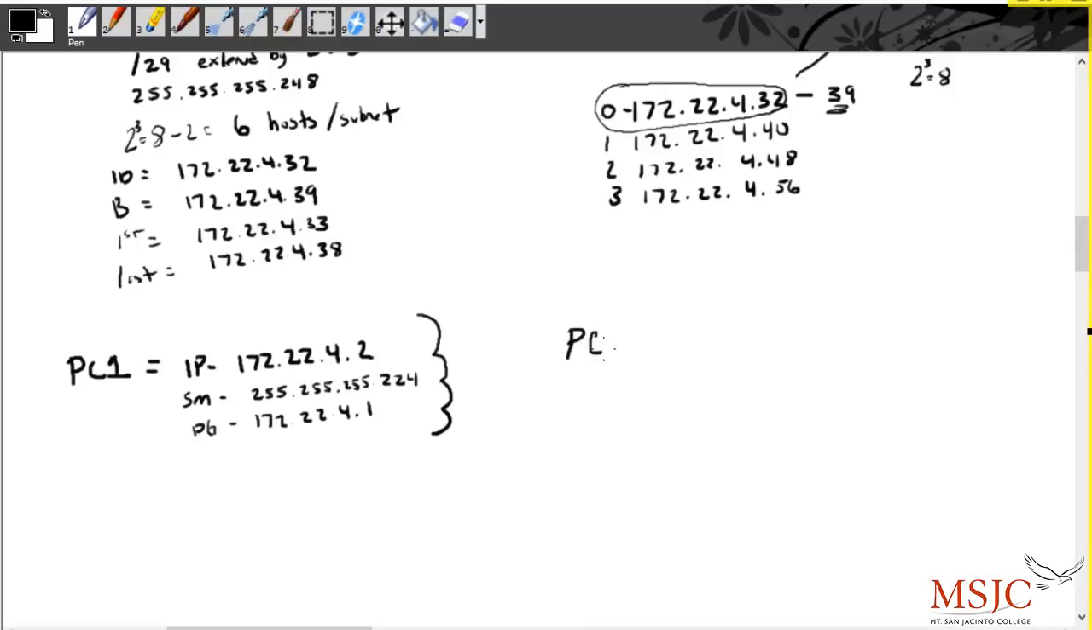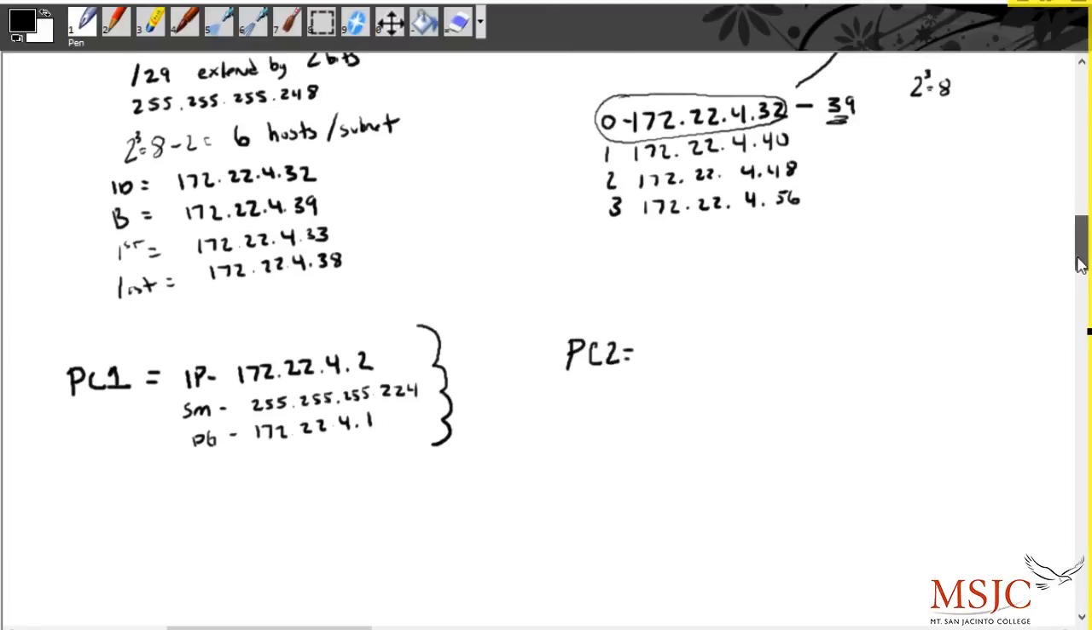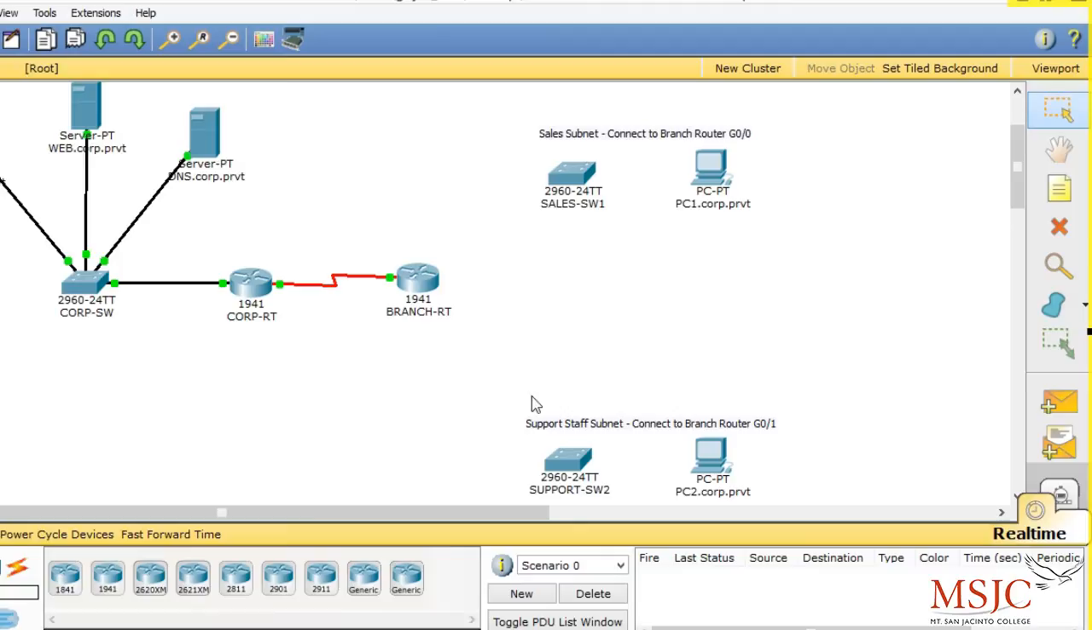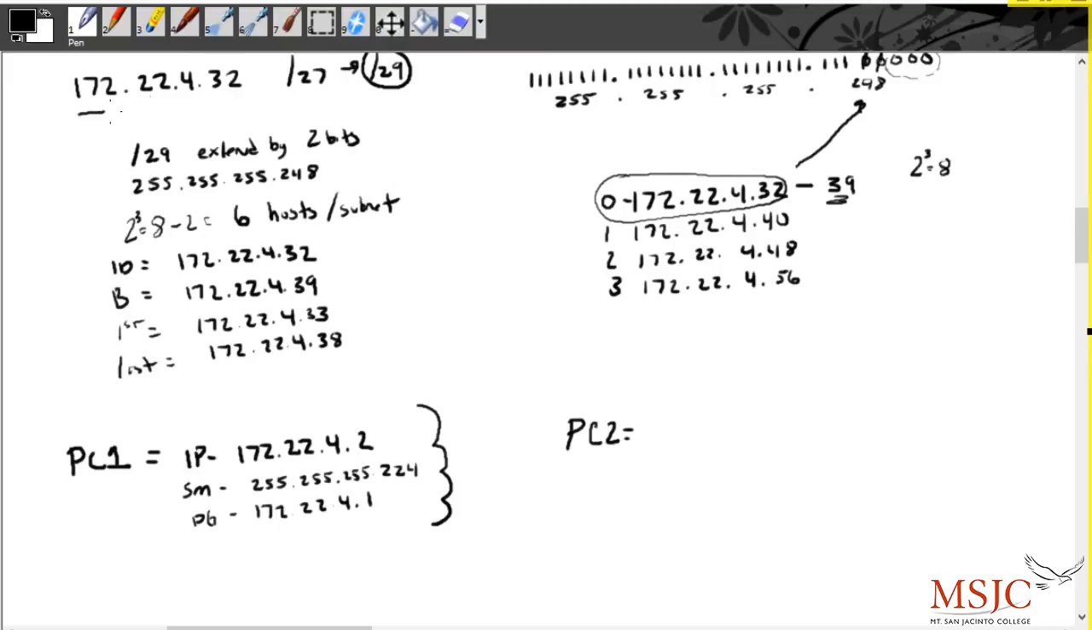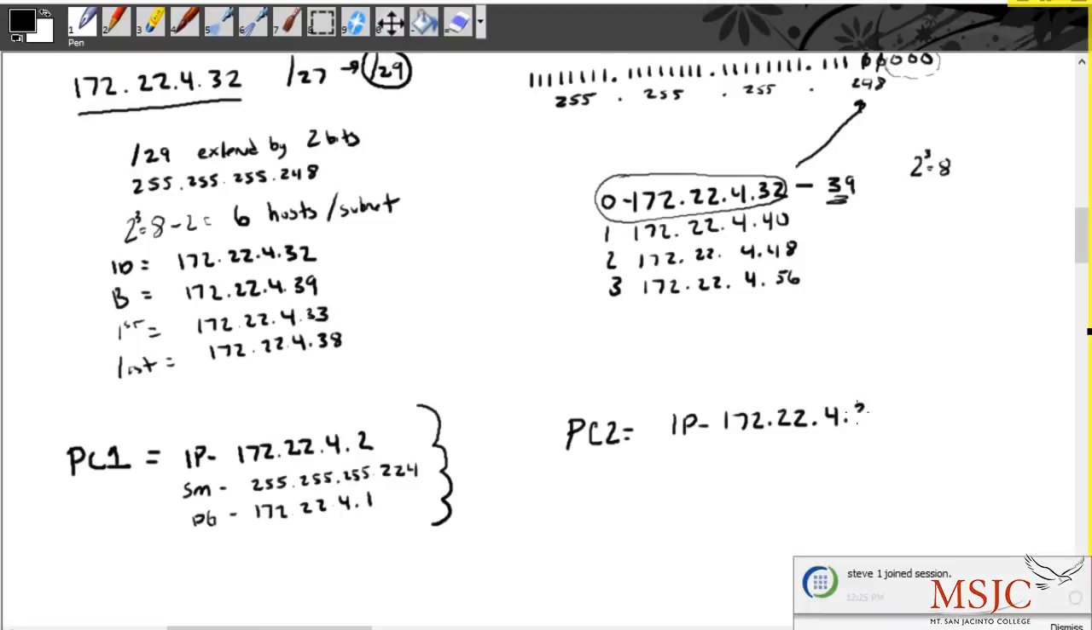PC2, let's go ahead and take a look at that. PC2 sits in the support staff subnet. So because PC2 is in there, we're going to assign it out of the 172.22.4.32 subnet. The IP for PC2 is not going to be 32, because that's the network ID. It's not going to be 33, because that is going to be assigned to the router. The second available will be 34, so that'll be the IP address that we assign.